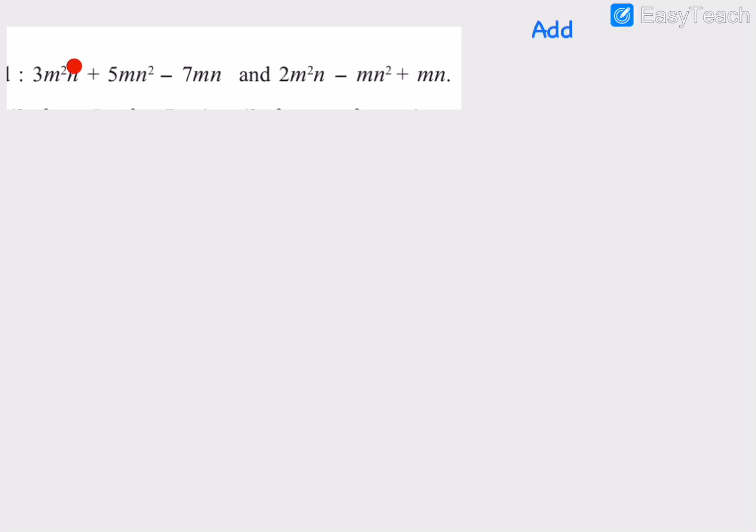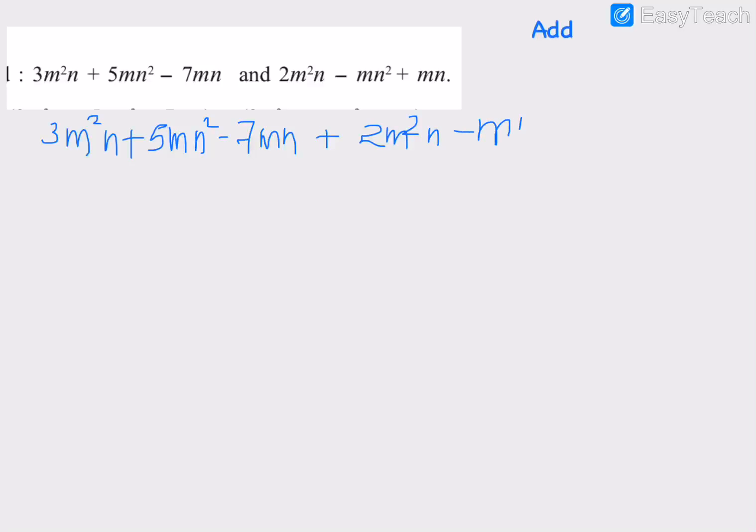We have to add these two polynomials: 3m square n plus 5mn square minus 7mn, and 2m square n minus 5mn square plus mn. We don't need to open any bracket since it is addition, so we can do it directly. So we will arrange the like terms together.